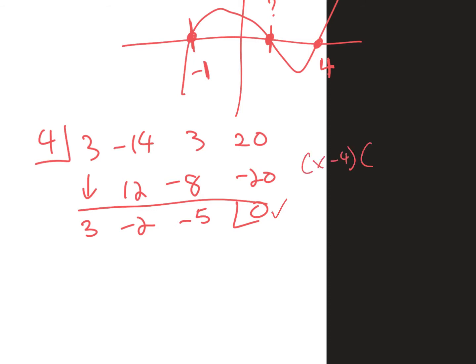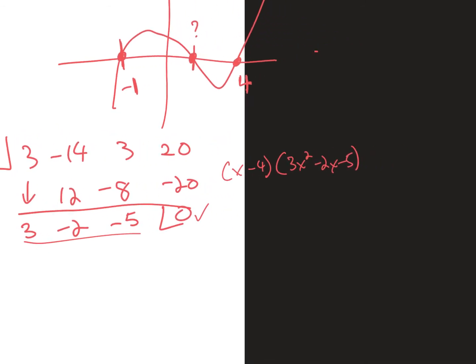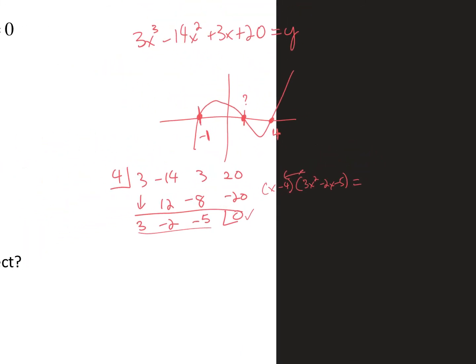So we could say that x minus 4 is a factor of this. So I could write x minus 4, and what I'm left with is this right here, which is 3x squared minus 2x minus 5. And that is the same thing as, when I multiply these two out, what we originally started with, which is 3x cubed minus 14x squared plus 3x plus 20.